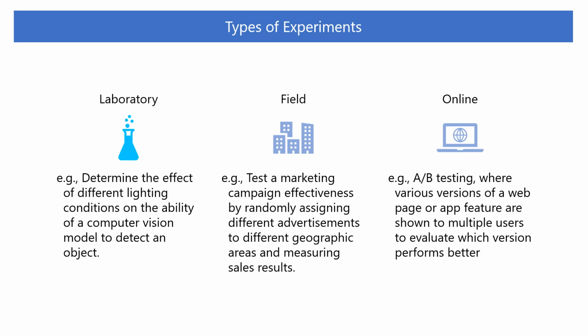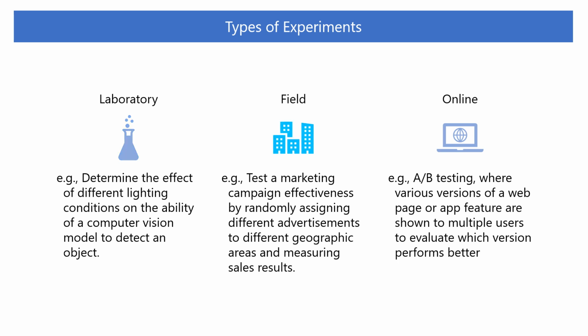Laboratory experiments are conducted in a controlled environment, such as a laboratory or a dedicated research facility. In laboratory experiments, we can control variables to a high degree, and the researchers can manipulate and measure variables accurately. For example, a researcher might conduct a laboratory experiment to determine the effect of different lighting conditions on the ability of a computer vision model to detect an object.